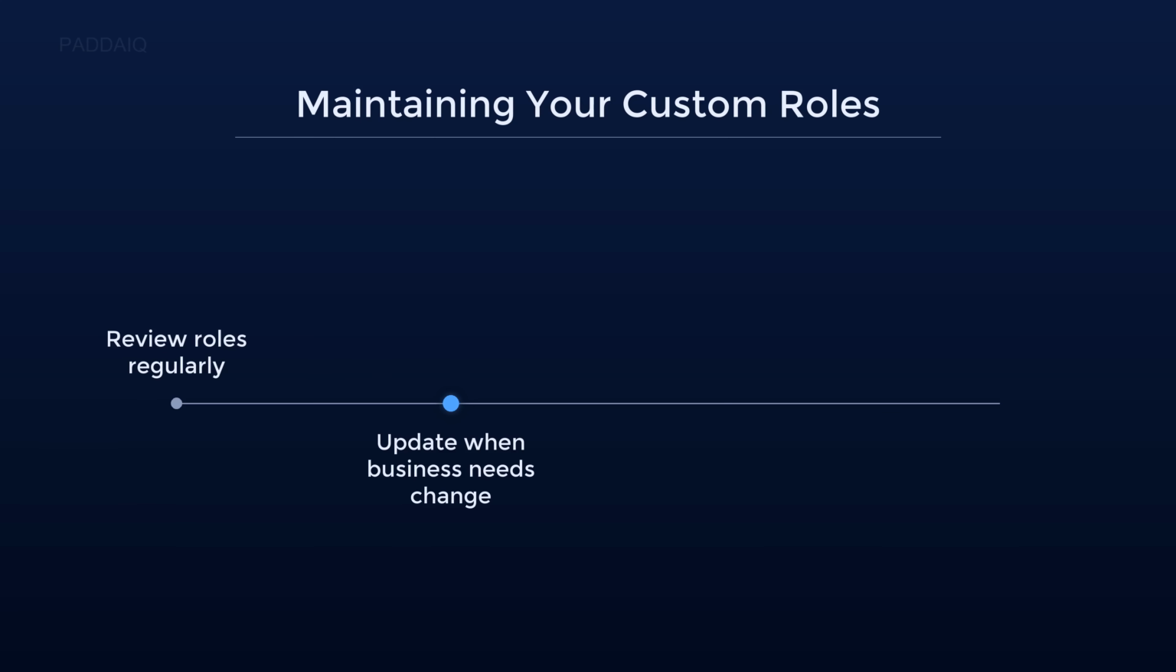Update when business needs change. This means you modify roles when company processes or regulations evolve. For instance, if your company starts requiring managers to approve all purchases, you'd add that approval permission to their role. Keeping roles current ensures users have the correct access for their job duties.